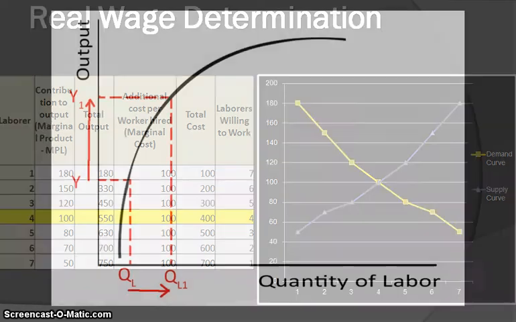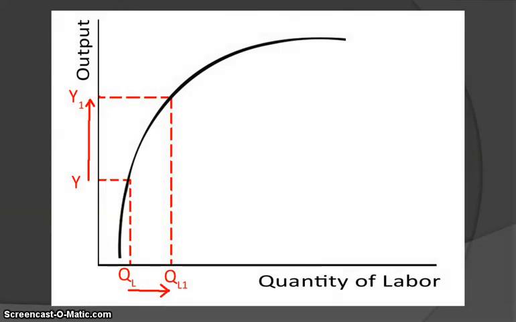Now, how does the real wage affect output? Let's first analyze output. What we have here is a production function, or a diagram that simply shows the relationship between the quantity of labor and output. Therefore, what we're saying here is that as the quantity of labor increases, as the level of employment increases, shown by the quantity of labor, we realize that the level of output also increases.